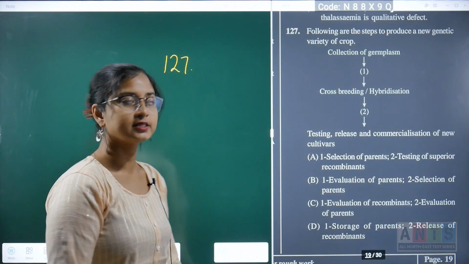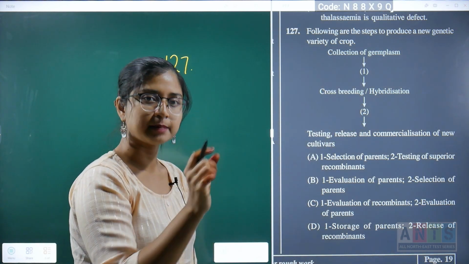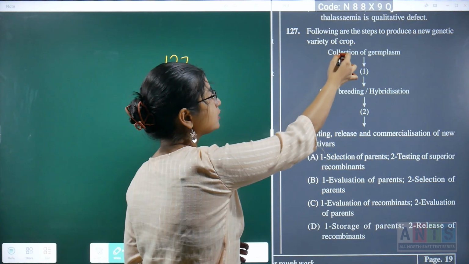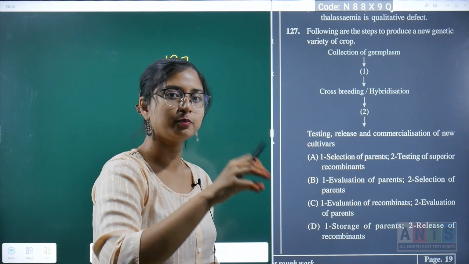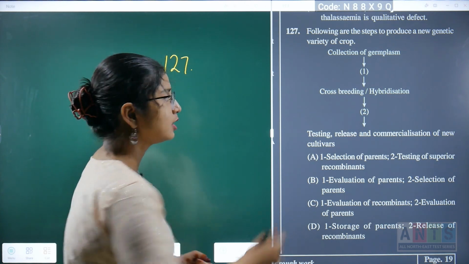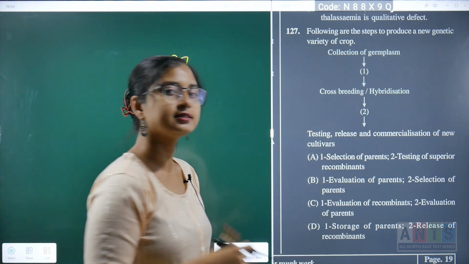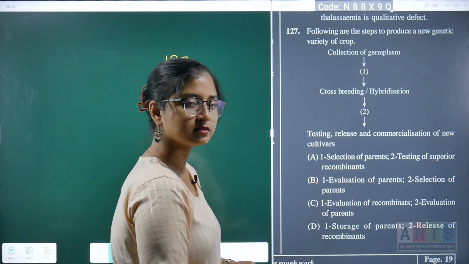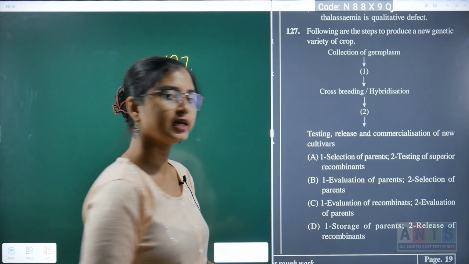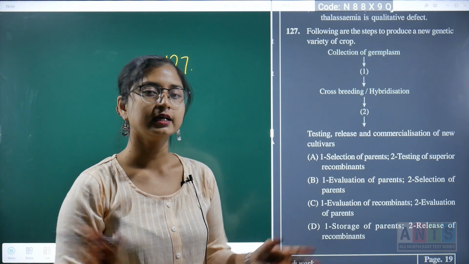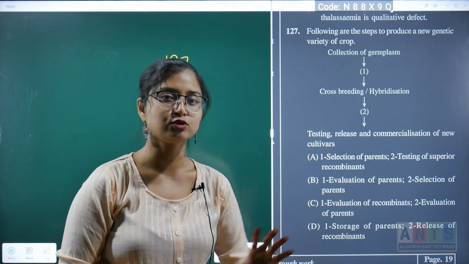Now question number 127, you have to pick out numbers 1 and 2 which are included as steps of classical plant breeding. So after collection of germplasm, the next step is going to be to select which parent is used for cross hybridization, because the next step is cross breeding or hybridization. So which step should come here? Selection of parents. Next, once hybridization is done, and before you can release and commercialize these cultivars, whatever recombinants you are getting, you're supposed to evaluate and test those recombinants.